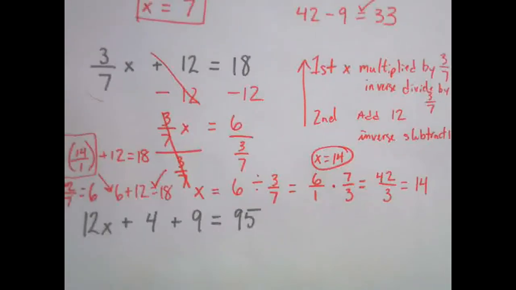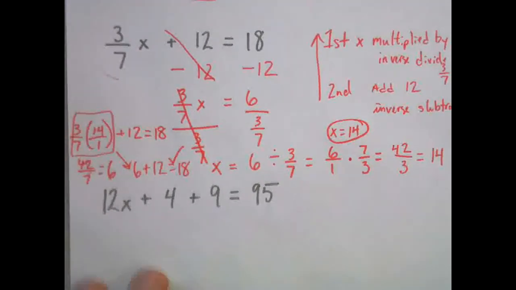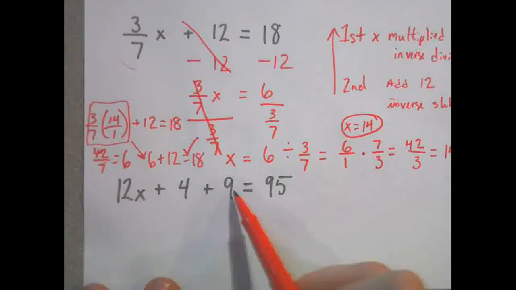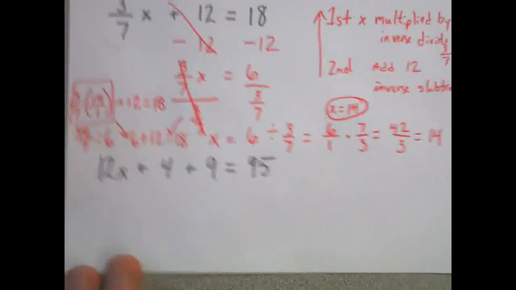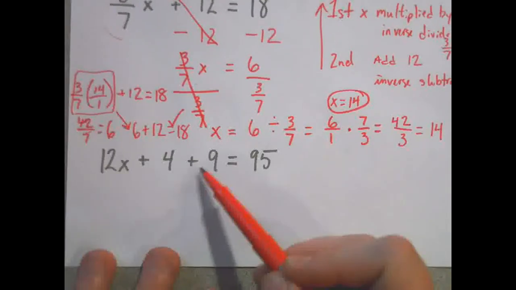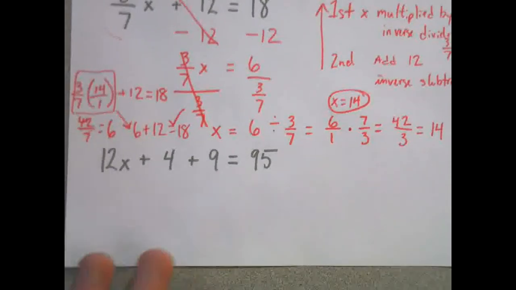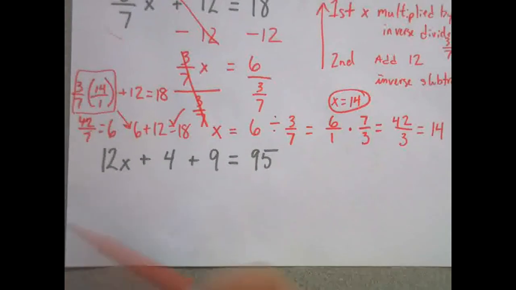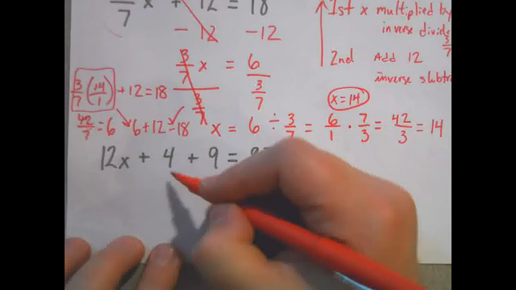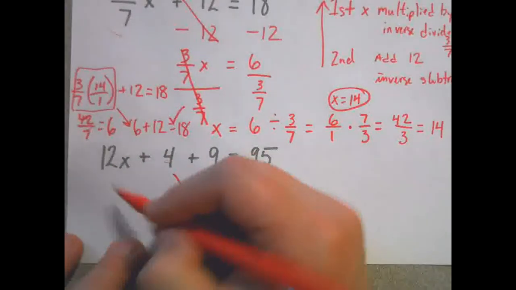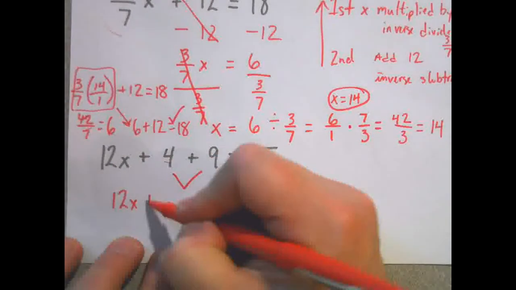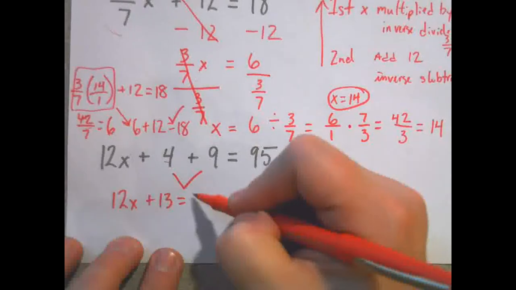All right. Last one. Last one's the best one. Okay. I have 12x plus 4 plus 9 equals 95. Now, I can subtract each one of these separately, or I can combine them together. That's what I'm going to do. I'm going to combine this 4 and this 9 together, and I'll have 12x plus 13 equals 95.